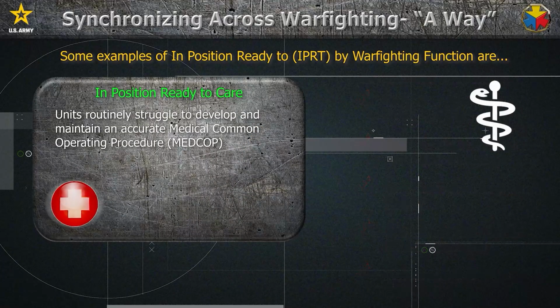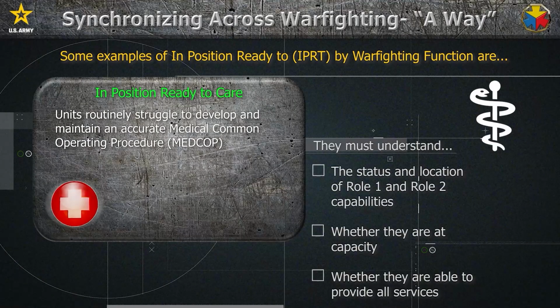In position ready to care. Units routinely fail to develop and maintain an accurate medical common operating picture, or a MEDCOP. They must understand the status and location of Role 1 and Role 2 capabilities, whether they're at capacity, and whether they are able to provide all services.